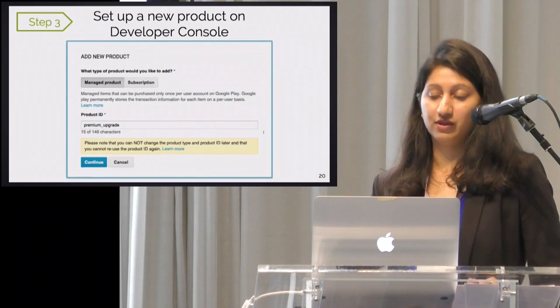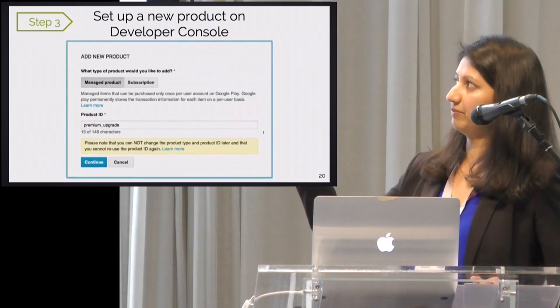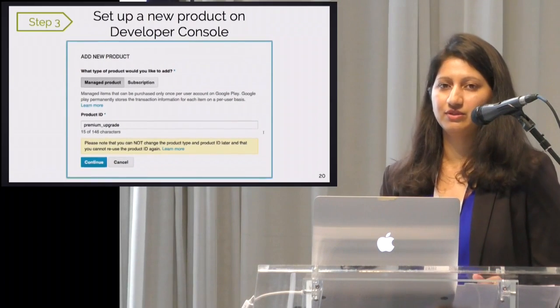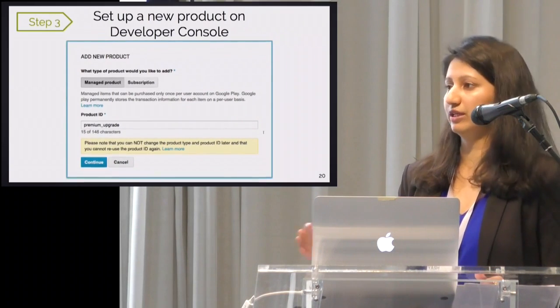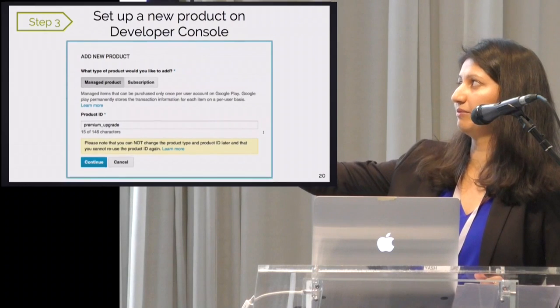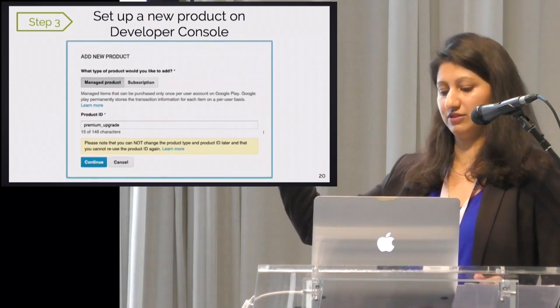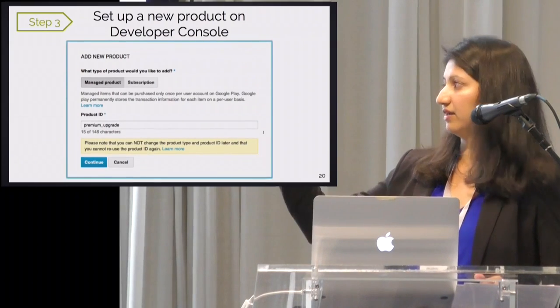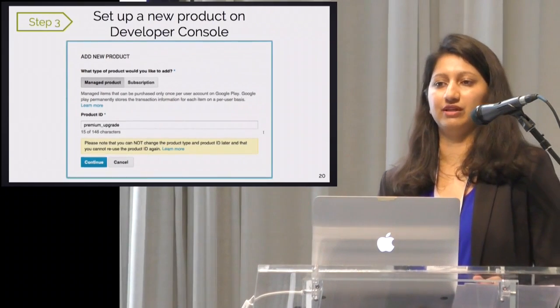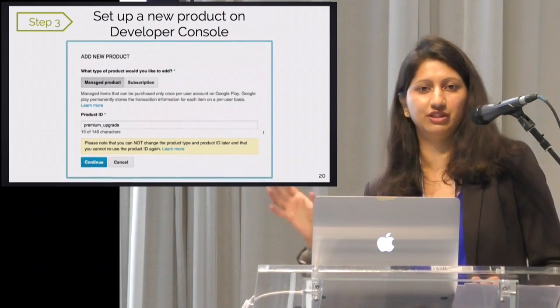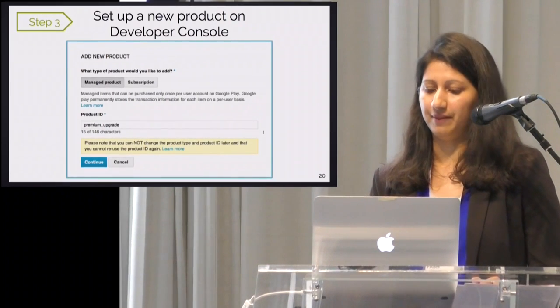Once you do that, figure out if you want to use a managed product for one-time payments or a subscription for recurring payments, and then use a product ID, which is unique. So if you're using something like premium upgrade for a managed product, you cannot use that for a subscription. It is unique. And hit continue, it'll take you to a form where you can enter prices, local prices, price point, descriptions, free trials, and all of that.